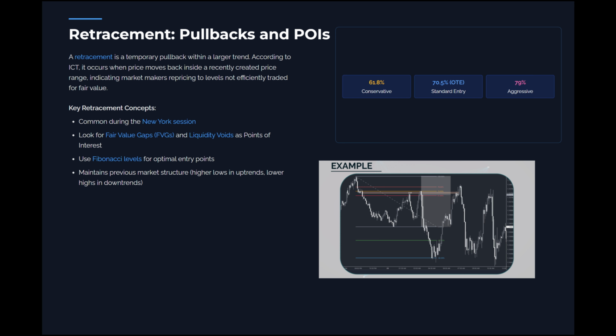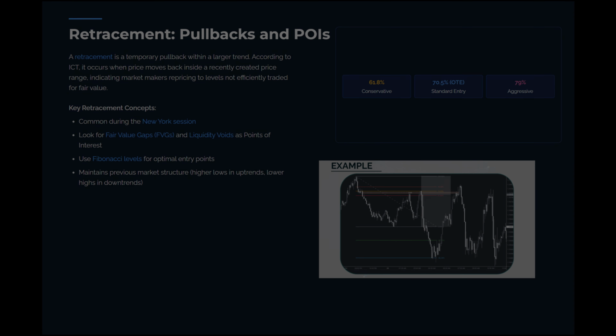Retracements happen most often during the New York trading session. This makes sense because that's when there's high volume and lots of activity, creating the perfect environment for these temporary pullbacks. The key with retracements is patience. Wait for price to reach one of these key levels before considering a trade.